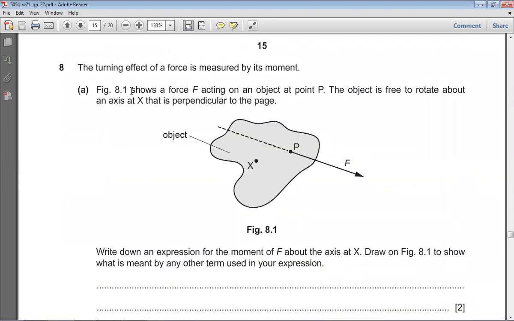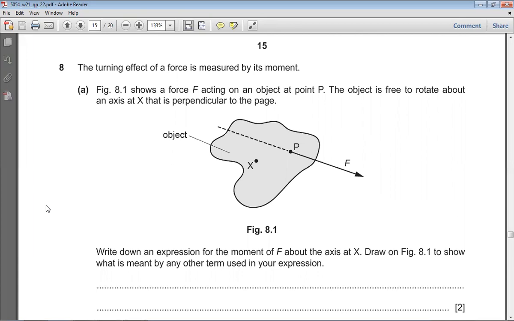Okay, so we are going to the next question. It says the turning effect of a force is measured by its moment. Figure 8.1 shows force F acting on an object at point P. The object is free to rotate about an axis at X that is perpendicular to the page. Write down an expression for the moment of F about the axis at X. Draw on figure 8.1 to show what is meant by any other term used in your expression.